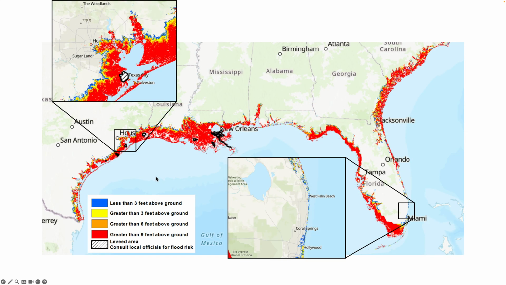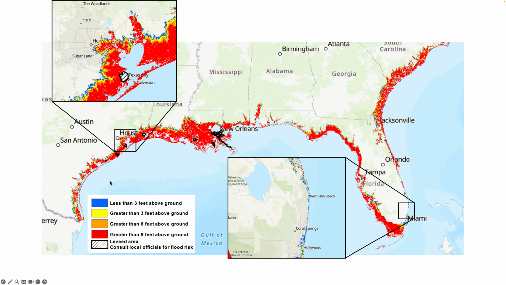And I believe this may be, I'm not sure if this is the last slide, I think this may be the last slide of our investigation. And what this is meant to do is just basically to show you how extensive the flooding would be if a Category 5 hurricane made landfall anywhere along the Gulf Coast or the southeast coast in the US.